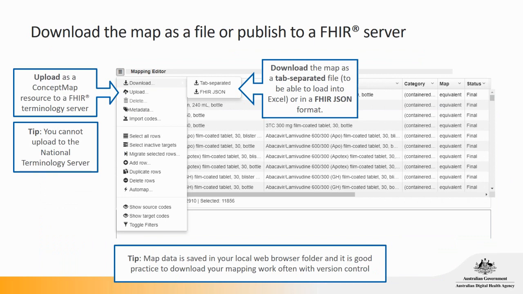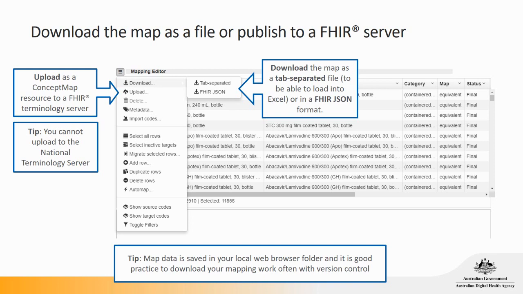Finally, you will probably want to download your map. Now the maps you are working on are saved in your local web browser in the current state, so there's no versioning available. It is good practice to download your mapping work often so you can do some sort of version control, and to protect against, for example, clearing the browser folder, or when there's an update to your browser, you might lose that map.